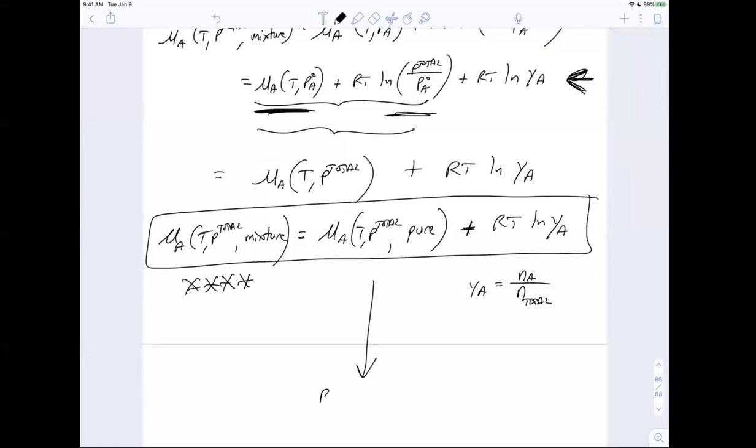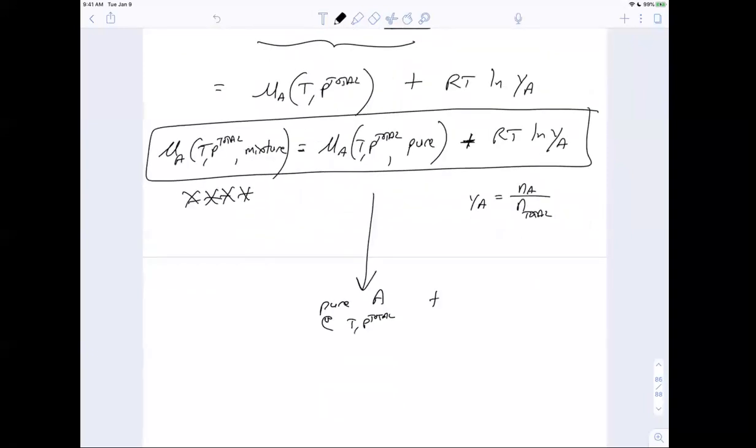So this is pure A at T and P total, where P total is the total pressure of the mixture, plus this contribution from the mole fraction, or the fact that there's a mixture here. This is going to be due to mixing.